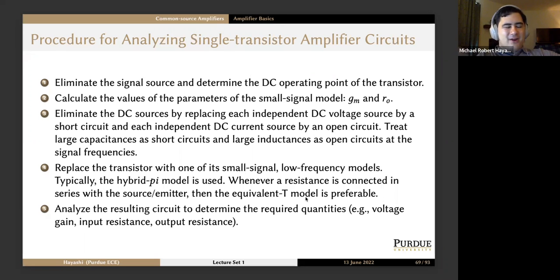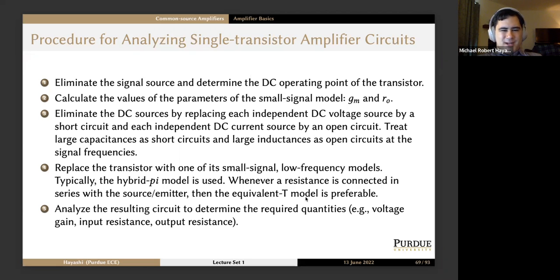If you have a very, very large capacitance, like it says in the text of the problem, treat this capacitance as infinite or very large compared to all the other elements in the circuit, something to that effect. If we have a very large capacitance, treat it as a short circuit. This is the sort of mid-frequency approximation. And treat large inductances as open circuits at signal frequencies.